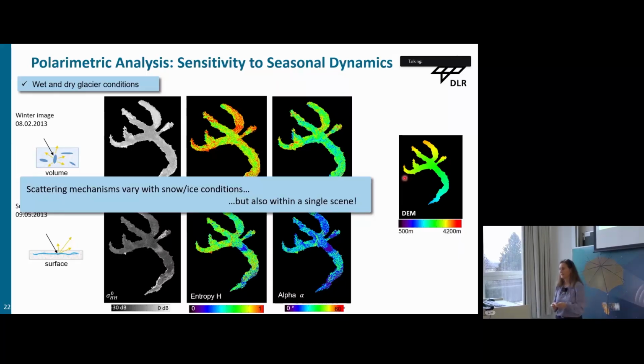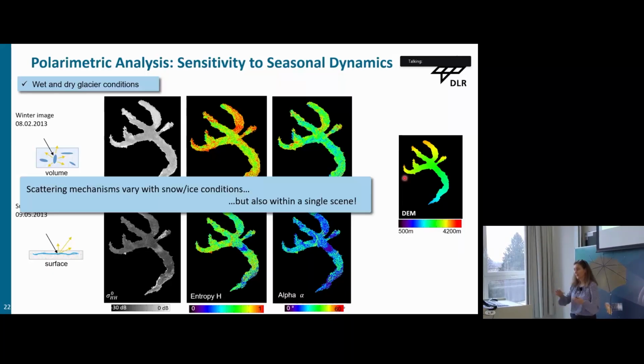So scattering mechanisms vary with snow and ice conditions. I mean, that's important. This is what we see. But even within a single scene, you see spatial differences on the glacier itself, so that's important.